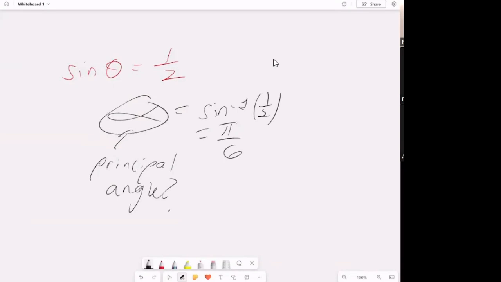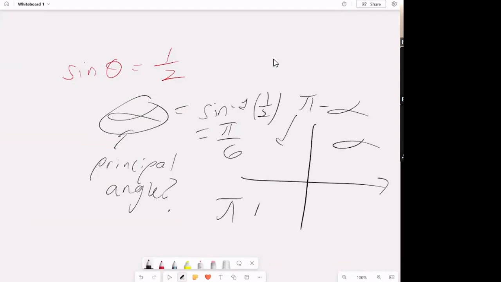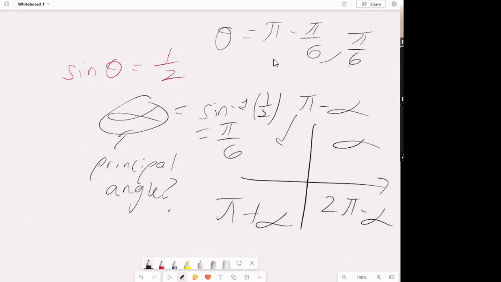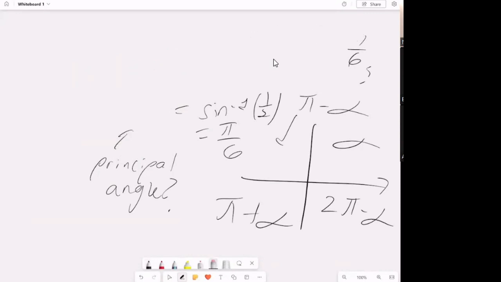Remember the first quadrant? The first quadrant is alpha, pi minus alpha, pi plus alpha, then we have 2 pi minus alpha. Remember this? For sine, theta can be pi minus pi over 6 or pi over 6 and so on, depending on what the question is. So we apply this understanding and this intuition that we formed into complex numbers.